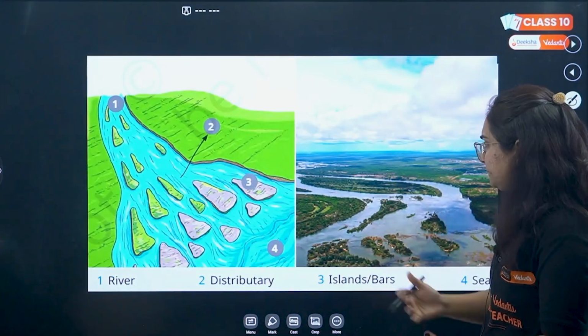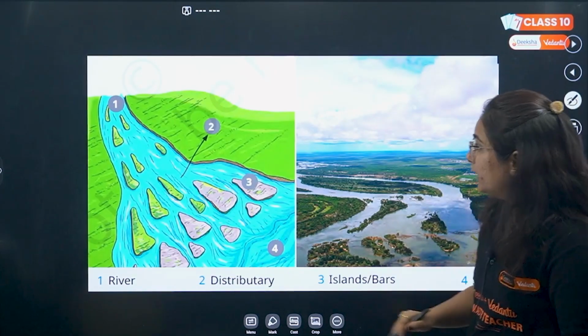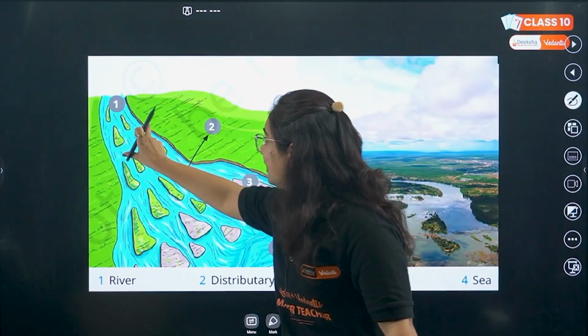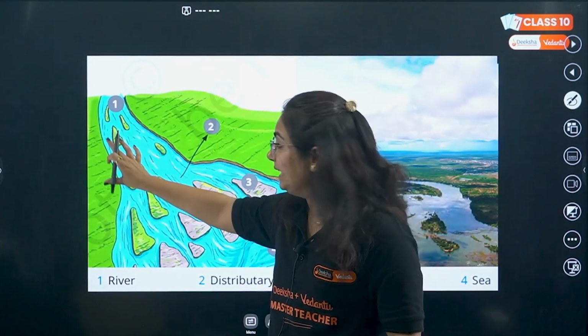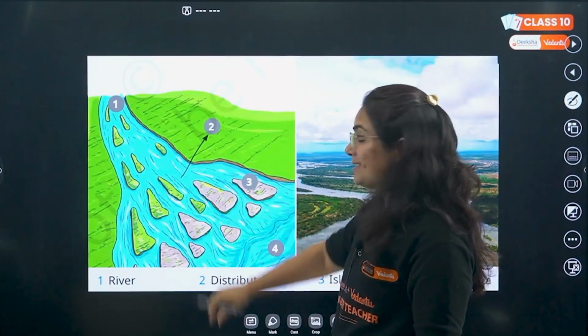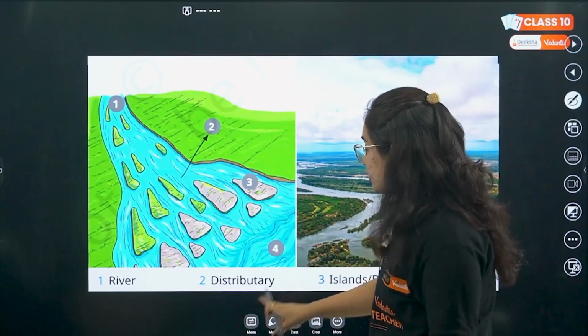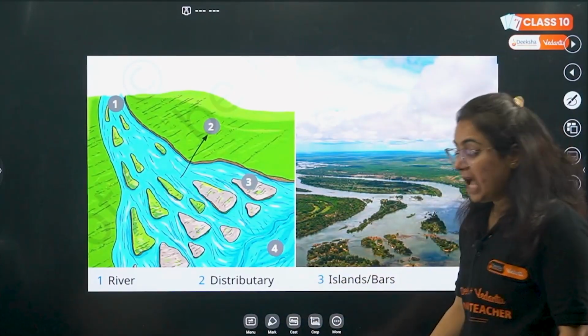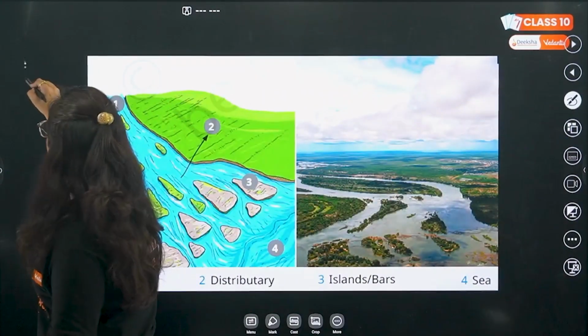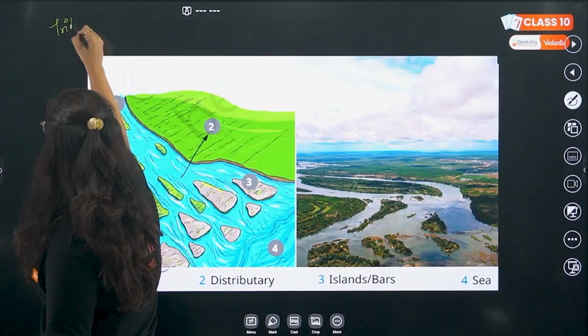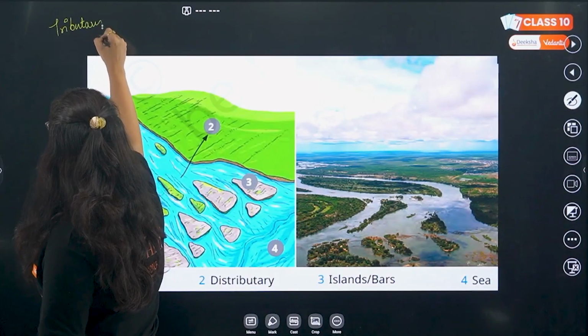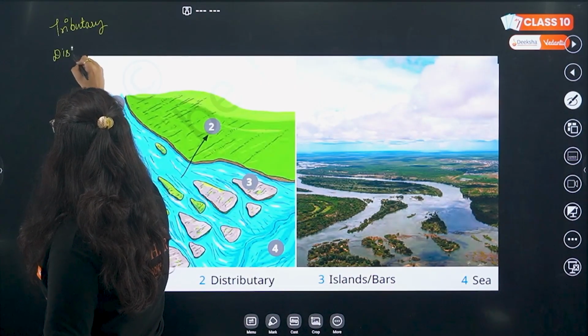We have a lot more here. So this is the main river, which, due to the presence of rocks, gets divided into certain streams, and that is known as distributary. By the way, for your knowledge, I am telling you there are two words, that is tributary, and the other one is distributary.